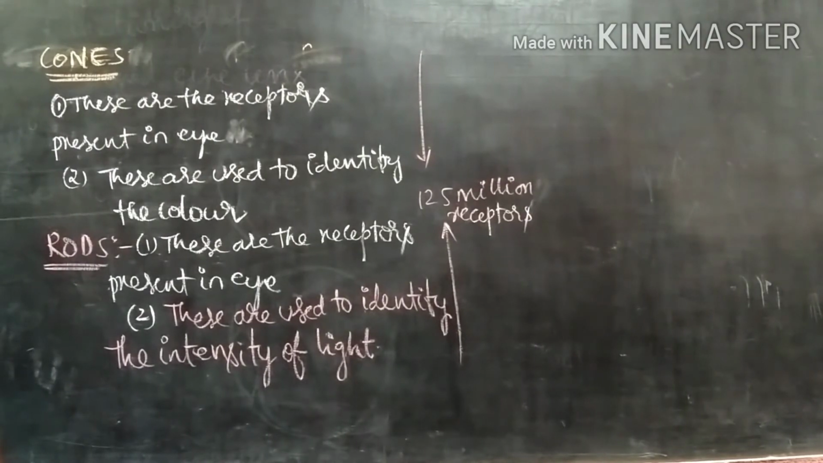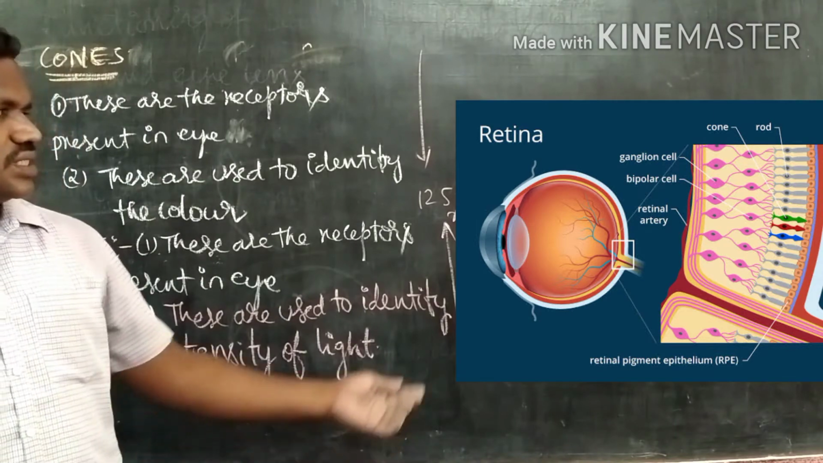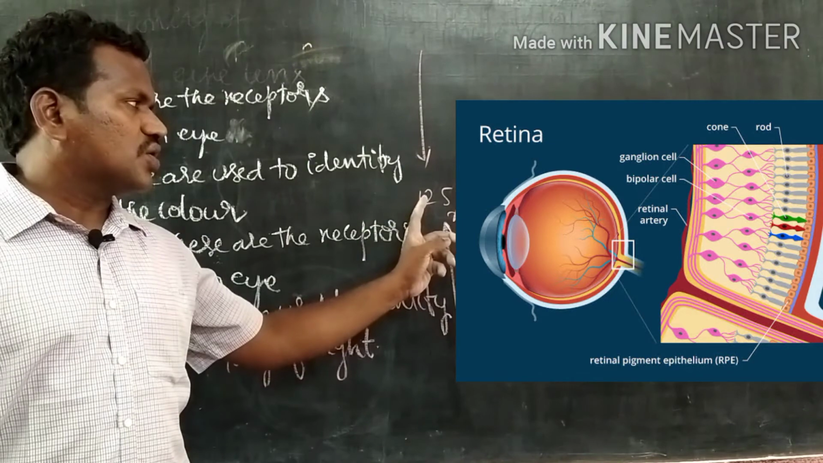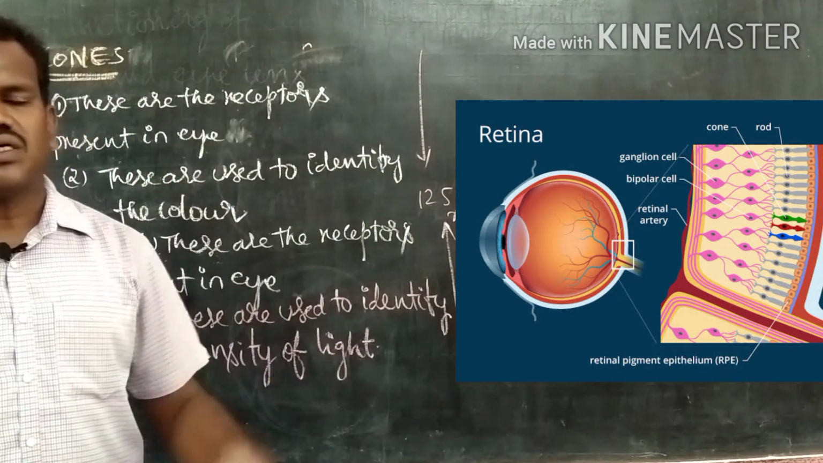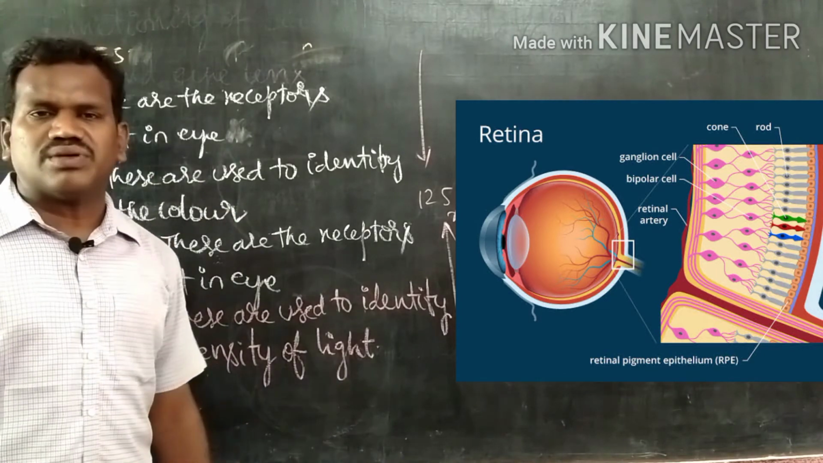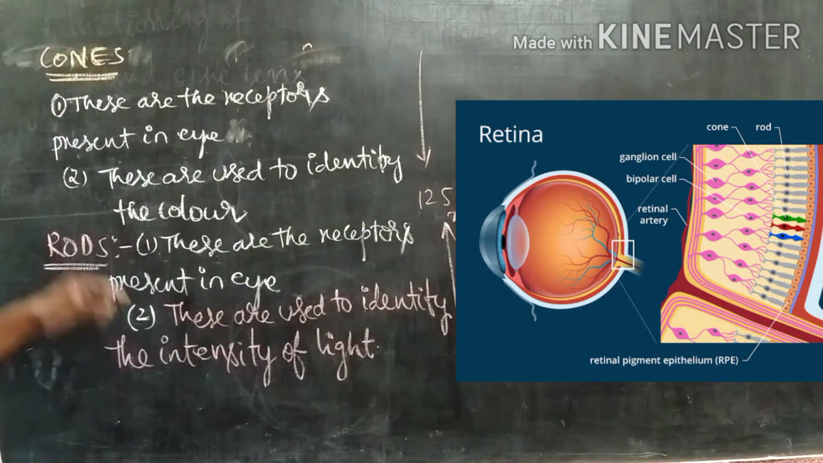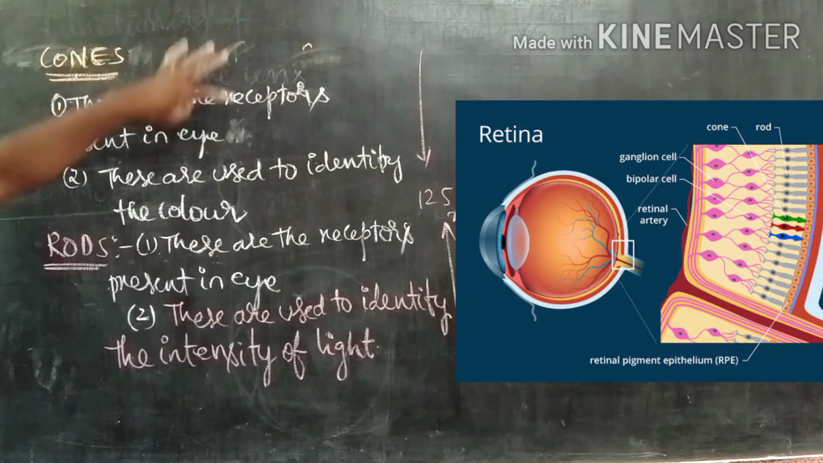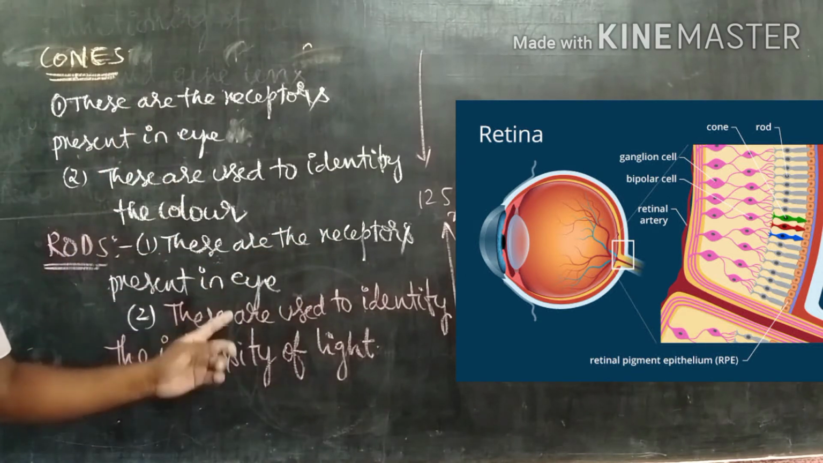Yes, to identify the color in the eye, one more part is there, that is called receptors. In the eye, around 125 million receptors are there. A receptor receives the various signals that come from the light. These receptors are of two types: cones and rods. Cones are one type of receptor, and rods are also one type of receptor. Both of them are present in the eye.